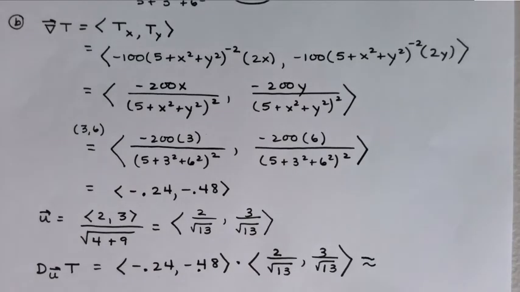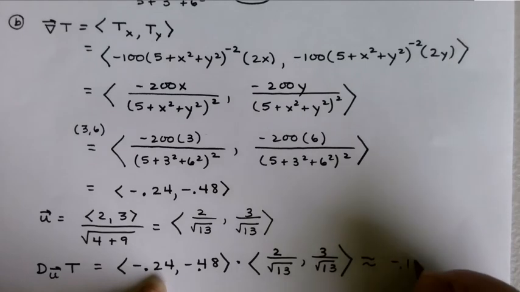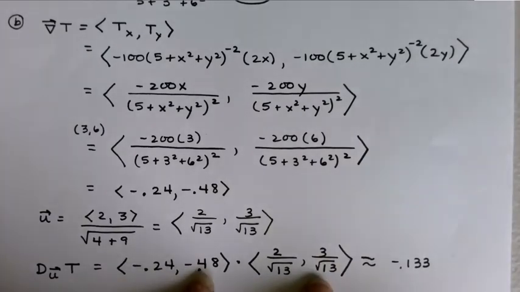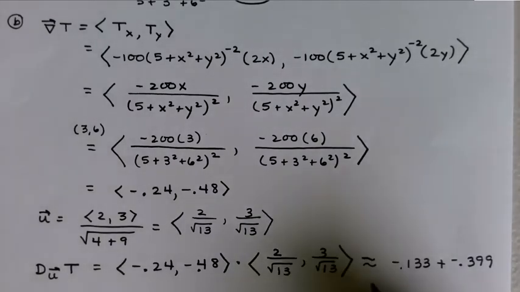And I'm just going to go with a decimal approximation here. I'm just going to, again, do this on my calculator. So let's see, when I take the product here, I got about negative 0.133. And when I took the product here, I got about negative 0.399. Giving me a final directional derivative of about negative 0.53.